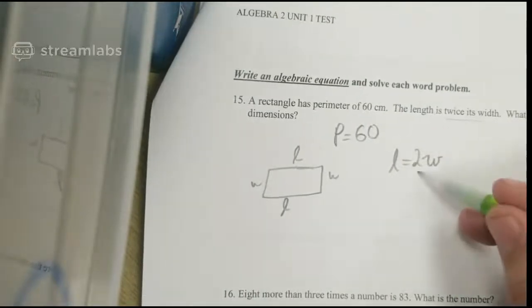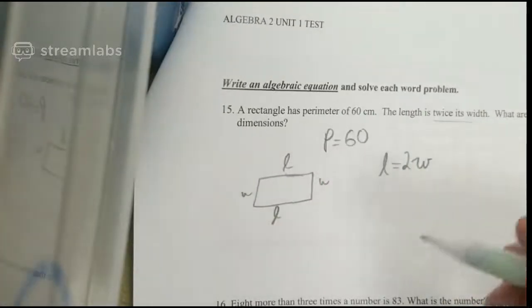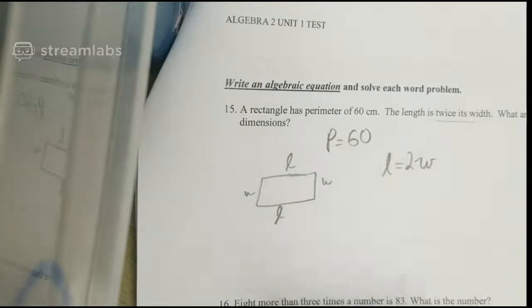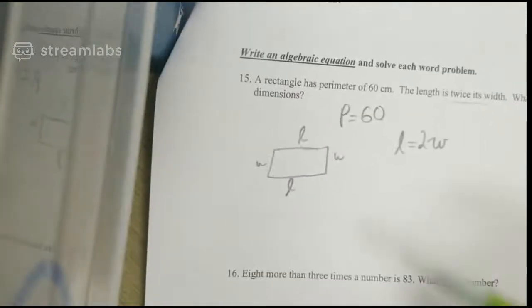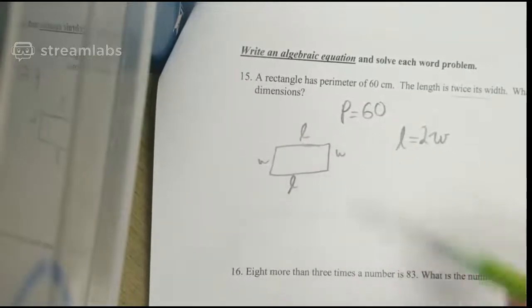So twice the width is 2 times the width. What are its dimensions? When we say dimensions, we mean what is the length and the width. And you look at this information, you're like, well, there's not enough information to do anything. Like this is P equals 60. But we do know one thing.